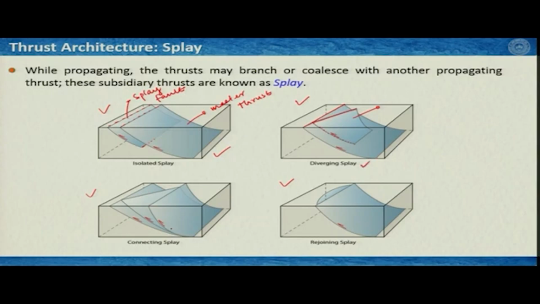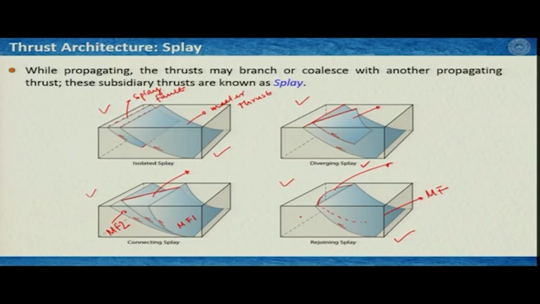Sometimes you may have two faults, so maybe two master faults, this one MF1 and this one MF2, and then you may have a splay fault which is connecting the two faults, and this is known as a connecting splay. And then there is a rejoining splay fault, which is this one in this case. Again, you have a master fault, and then it diverges from here, say it was like this, and then while it is propagating, it finds it better to meet the master fault again.